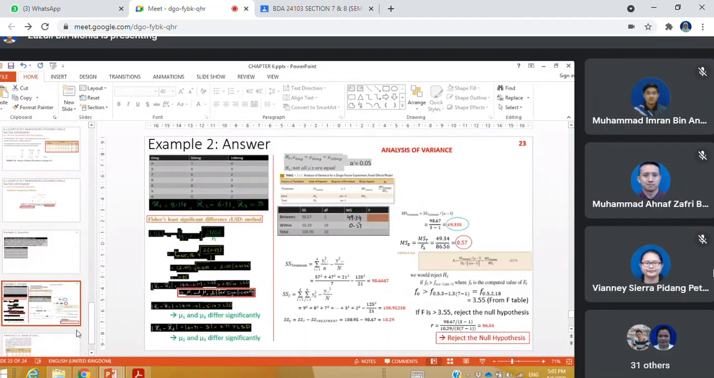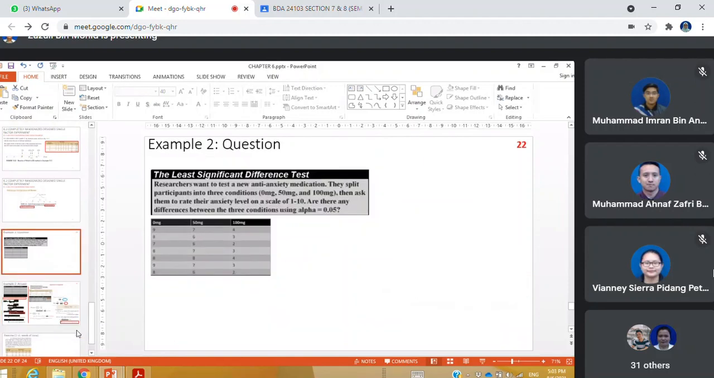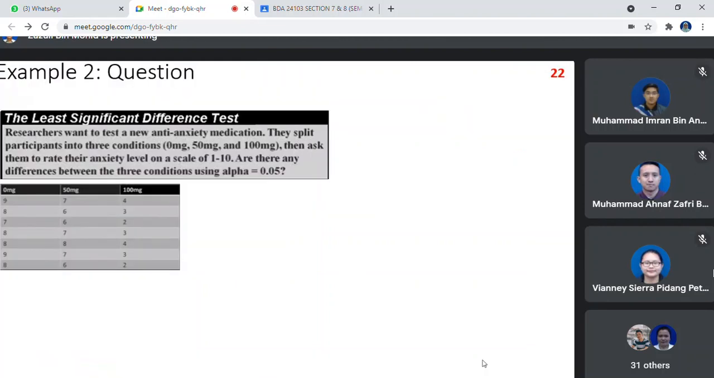We have a short example here. Example 2. I provided a question here. Researchers want to test a new anti-anxiety medication. They split participants into three conditions: 0 milligram, 50 milligram, and 100 milligram. So we have three levels. Then they ask them to rate their anxiety level on a scale of 1 to 10. Are there any differences between the three conditions using alpha 0.05?